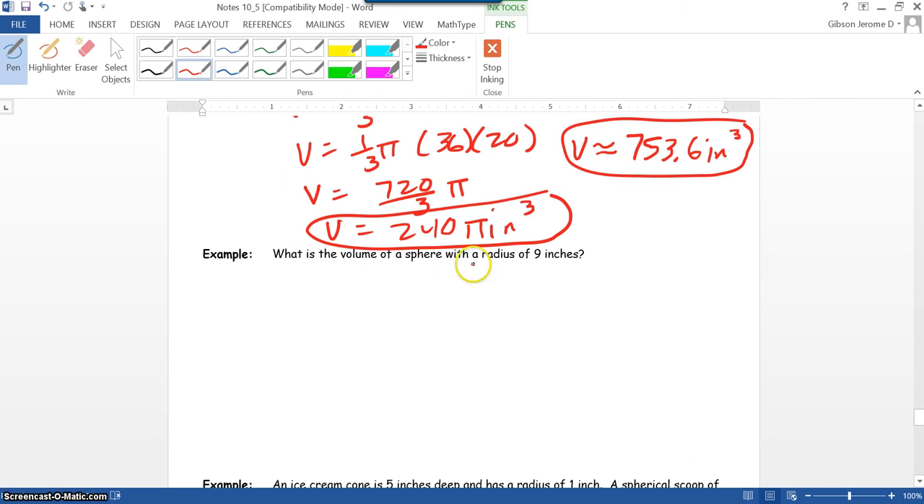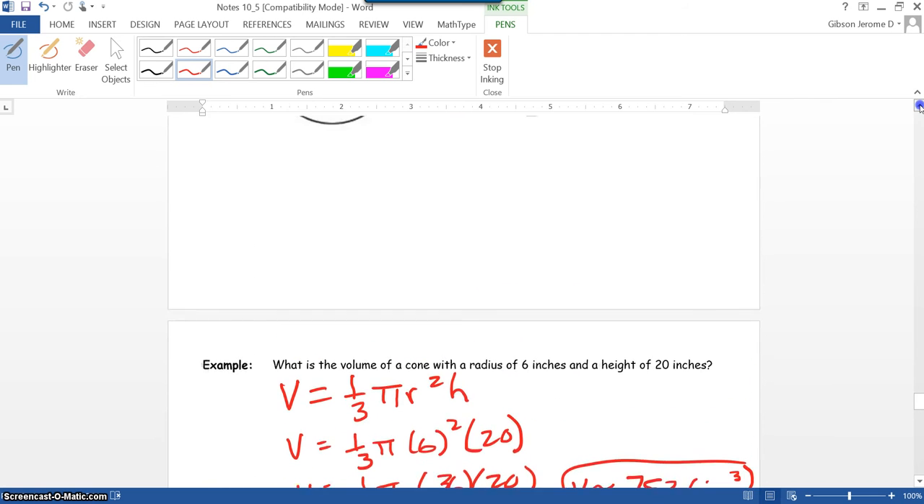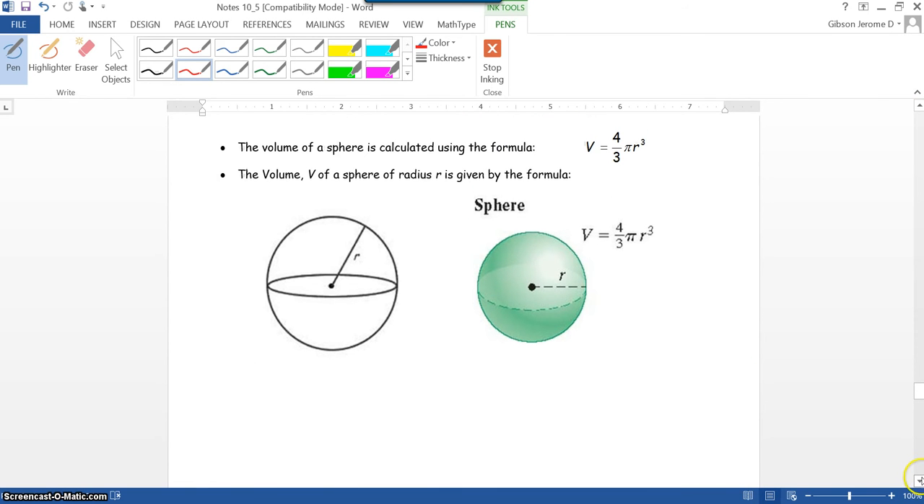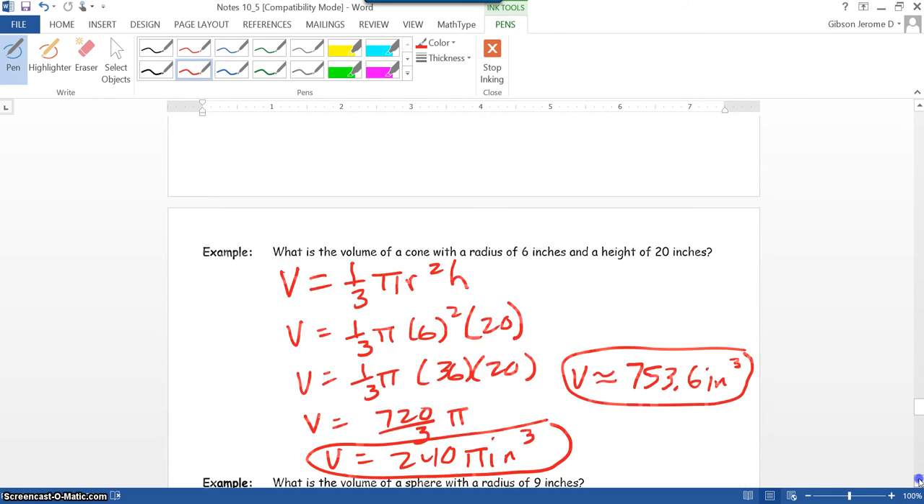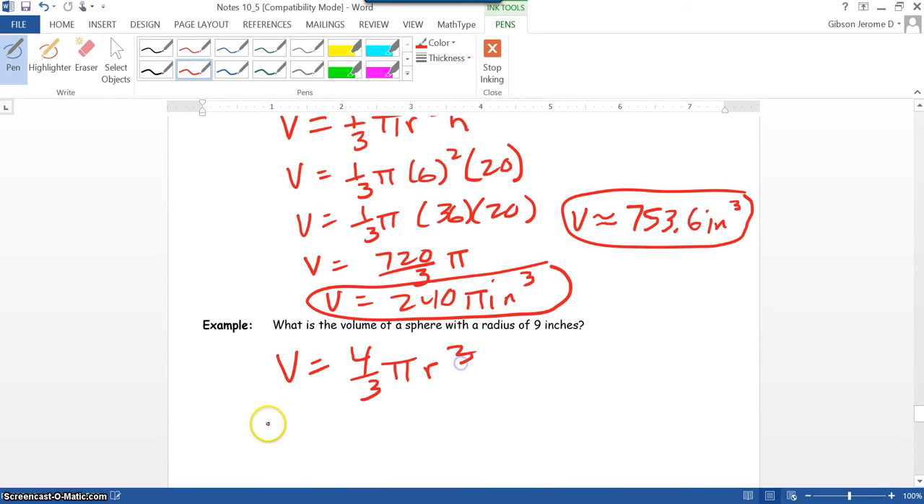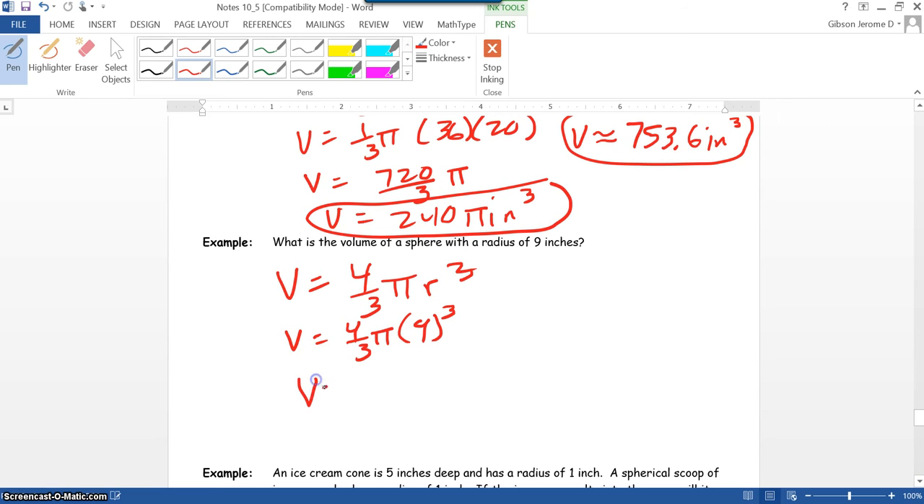Now it said, what is the volume of a sphere with a radius of 9 inches? Volume of a sphere, I believe, is 4/3 pi r squared, or pi r cubed. I think it may be pi r cubed. Yes, it's pi r cubed. So now we have the volume is equal to 4/3 times pi, and the radius here is 9, so it'd be 9 cubed. And 9 cubed is 729, so it'd be 4/3 pi times 729.